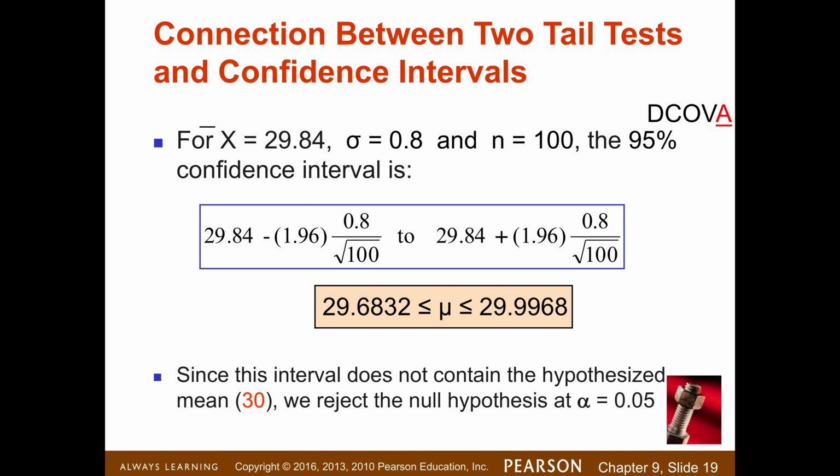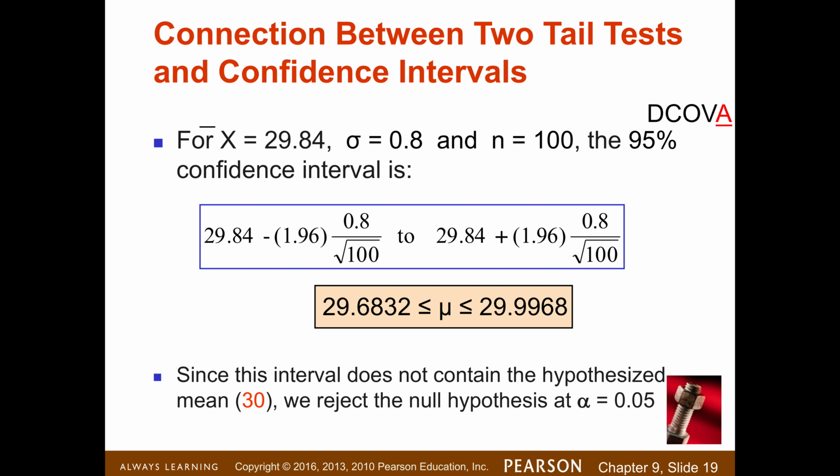So the connection between two-tailed tests and confidence intervals: a lot of people say, well, why do I even need to conduct a test of hypothesis when a confidence interval does the trick for me? And it really does, because if you look at the 29.84 and construct a 95% confidence interval around it, you can see that the hypothesized value of 30 is not contained in that interval. So therefore, since there's a 0.95 probability that the interval contains the mean diameter of all bolts produced by this manufacturing system, you would reject at 0.05.